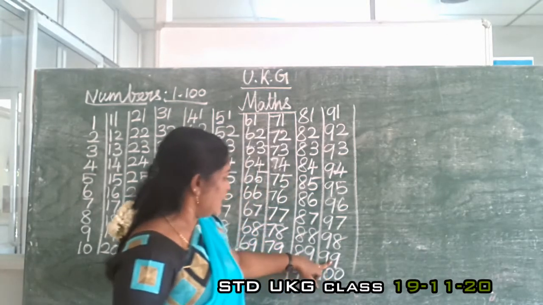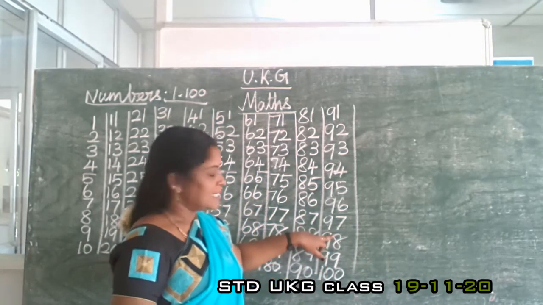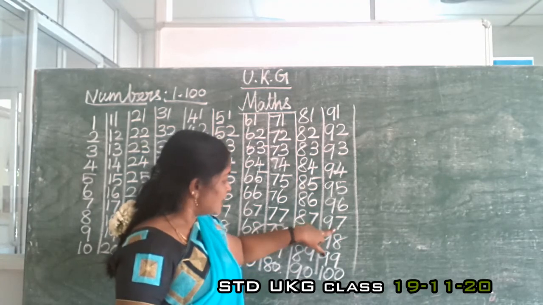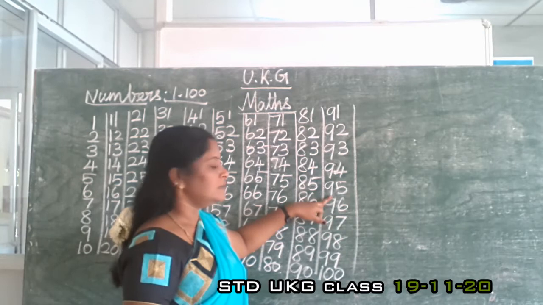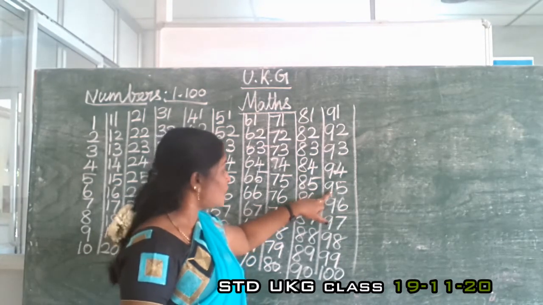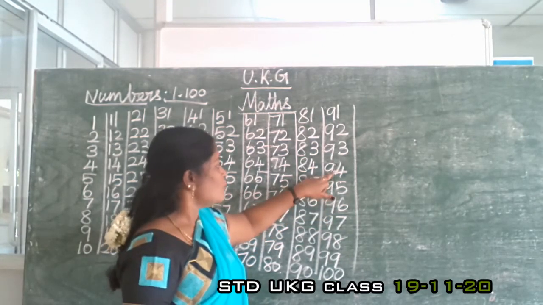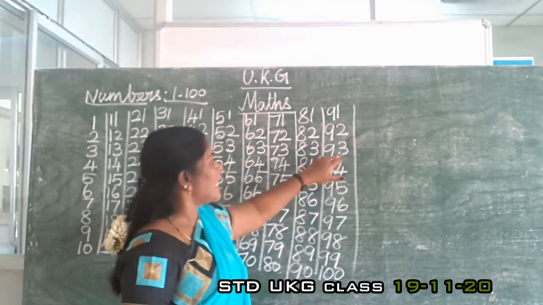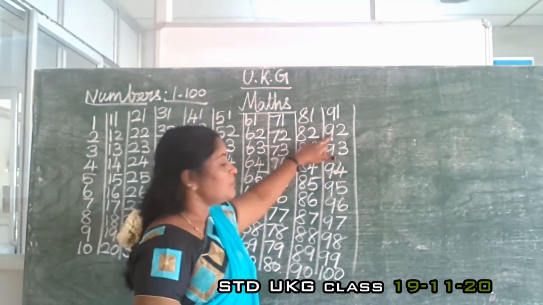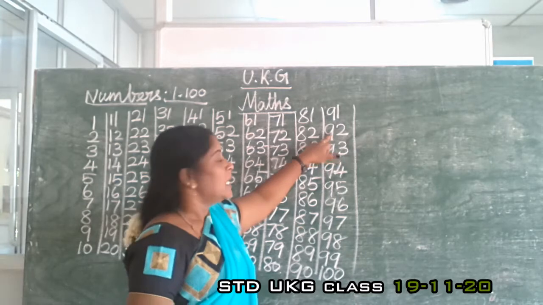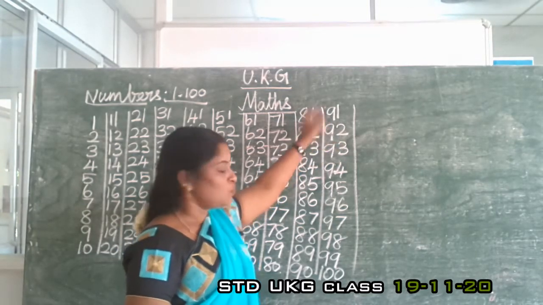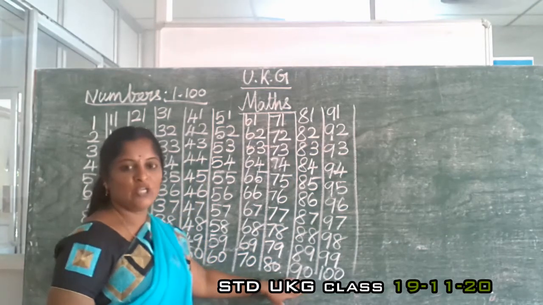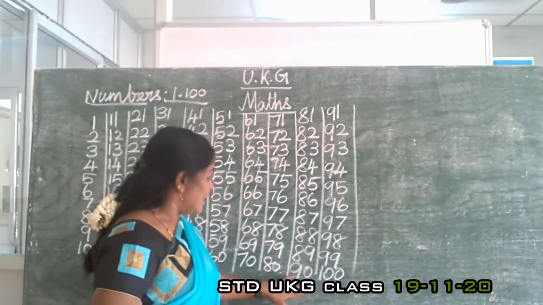100, 99, 98, 97, 96, 96 before number 95, 95 before number 94, 94 before number 93, 93 before number 92, 92 before number 91, 91 before number 90, 90 before number 89.